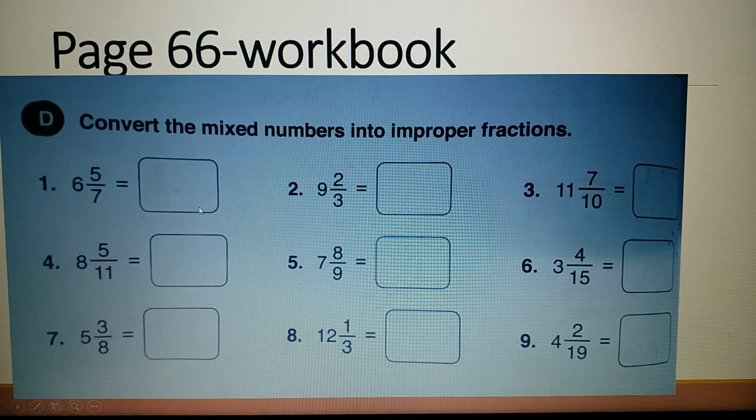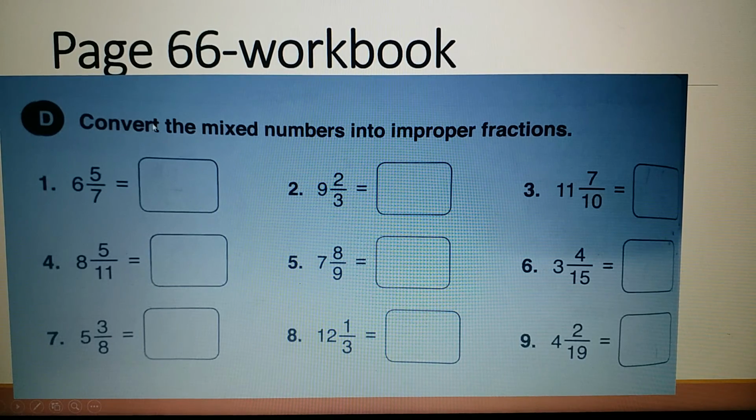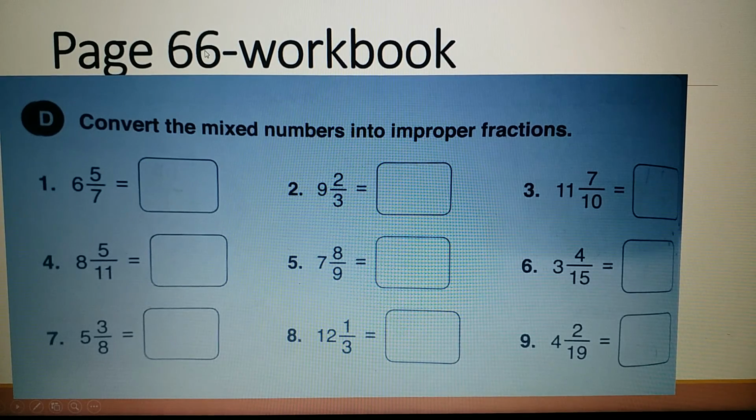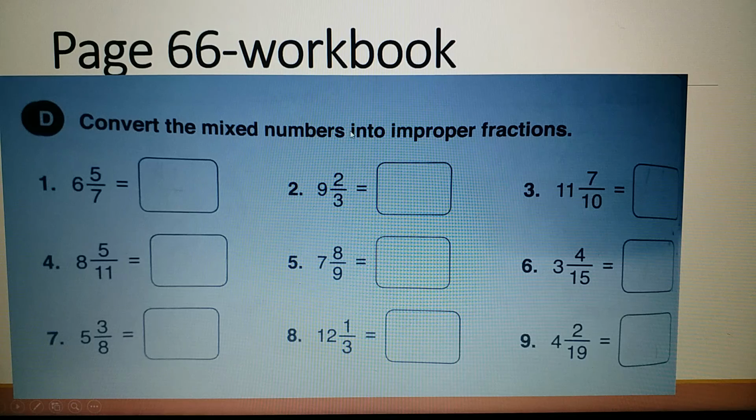Okay, so your activity, you are going to continue answering 2 until 9. This is on your workbook, page 66. So answer your workbook on page 66. Convert the mixed numbers into improper fractions. Okay, I repeat. Answer your workbook on page 66. Convert the mixed numbers into improper fractions.